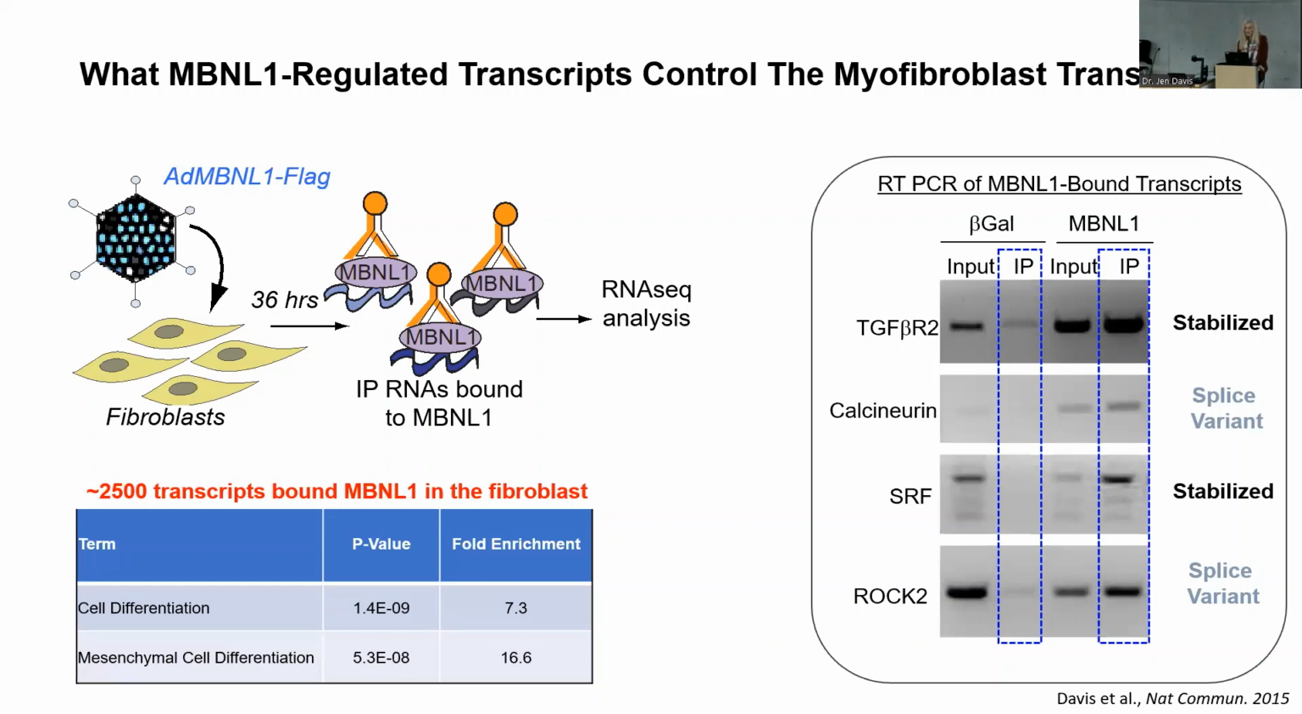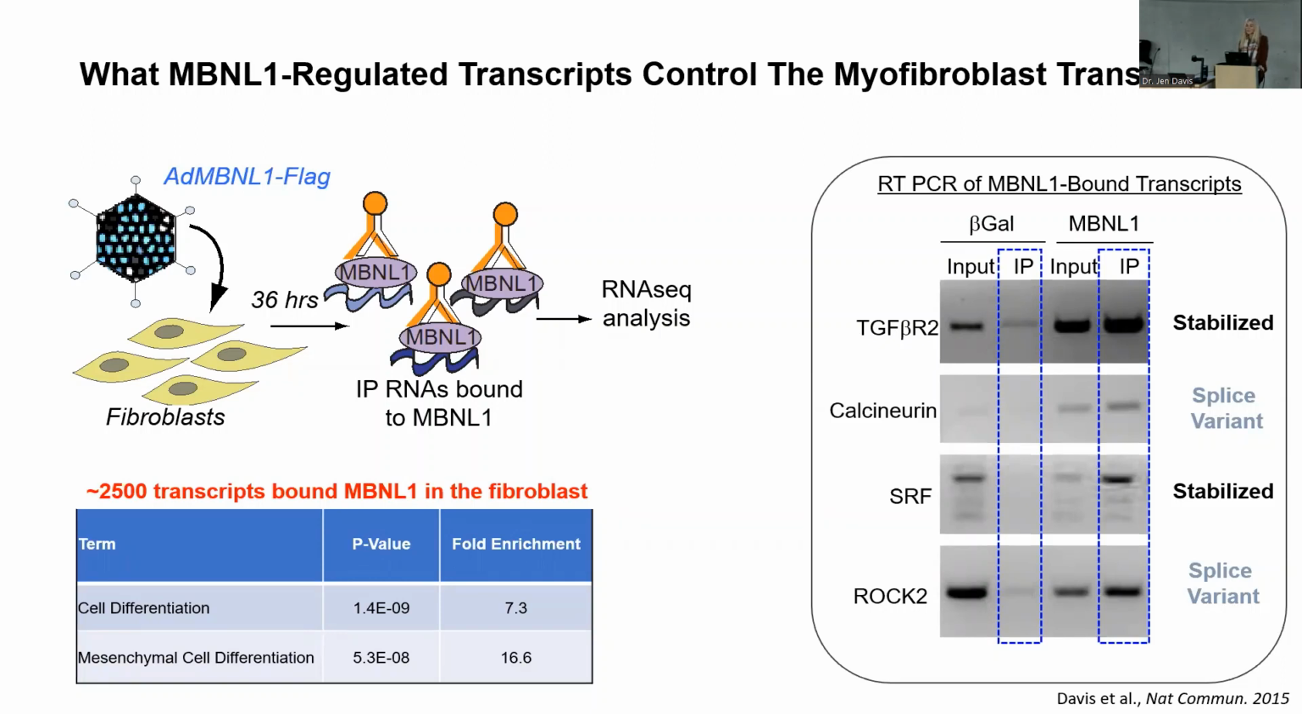This is just a validation of that RNA precipitation analysis. What we're showing you here is RT-PCR validation. If you look at the immunoprecipitation lanes from our control group versus the ones that are overexpressing muscle-blind, you can see that muscle-blind is pulling down transcripts for genes like TGF-beta receptor 2, calcineurin, serum response factor, and ROCK2.